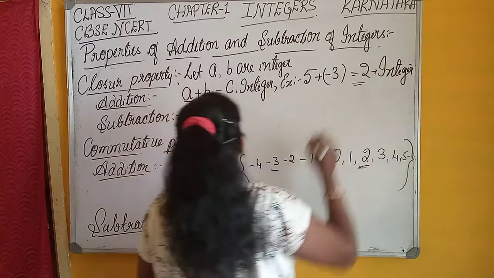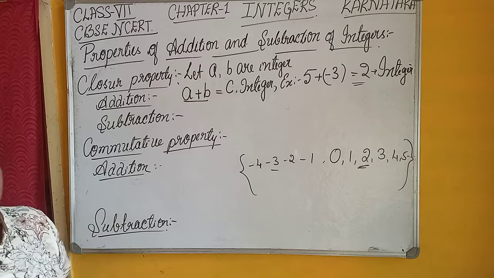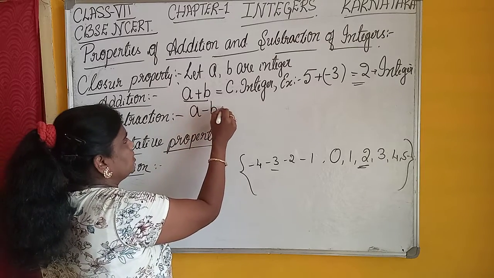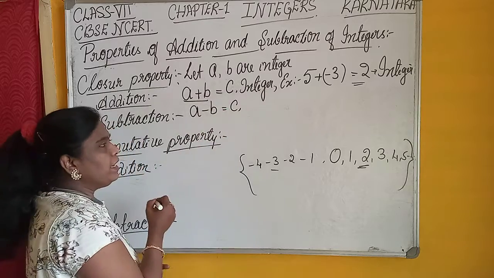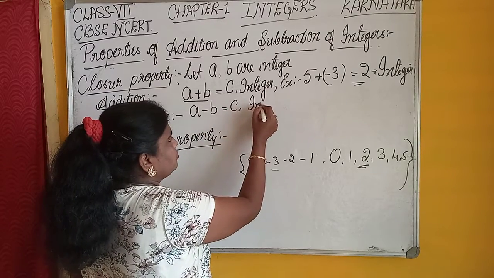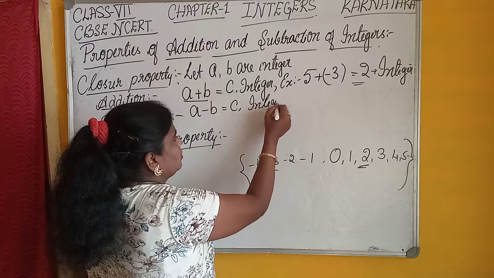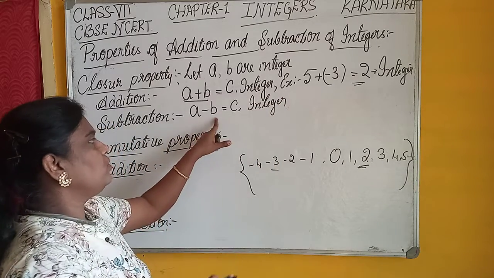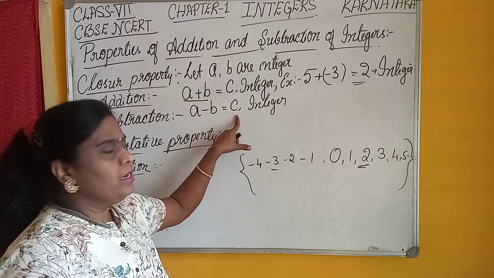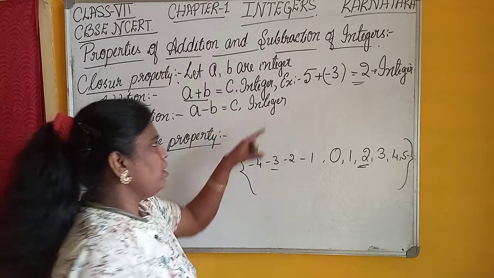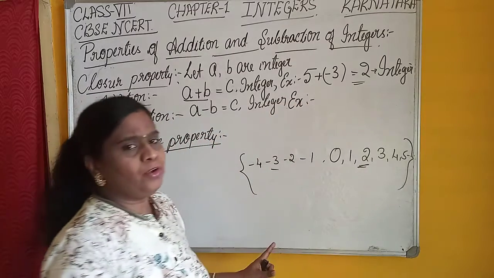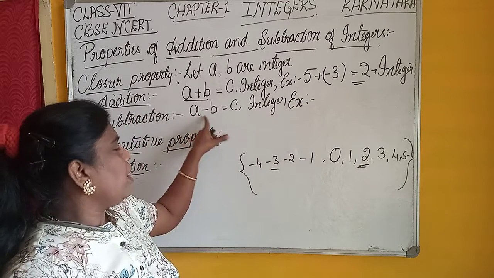Okay. Now, subtraction. Here, the difference of any two integers is also an integer. Consider A and B are the two integers. The difference of those two integers will also be an integer. The C is also an integer. Let us take an example. Consider any two integers A and B.